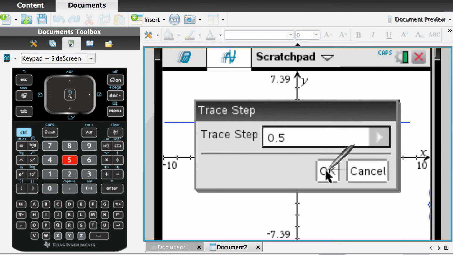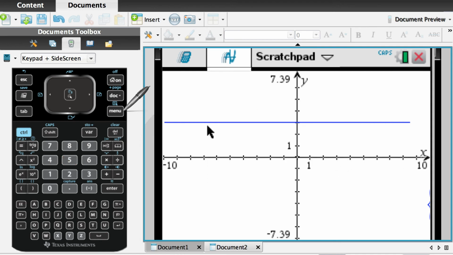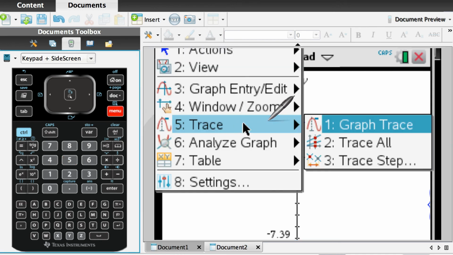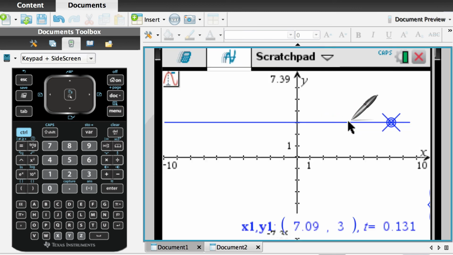What this is doing is it's making it so that each time you click your button on your calculator, the time will advance by a value of 0.5 seconds. And so now that we've got that in there, we'll go back to our trace and we'll hit Graph Trace. And now I want you to notice a few things. This is the time that we're at. This is the position that Gary is at that time.